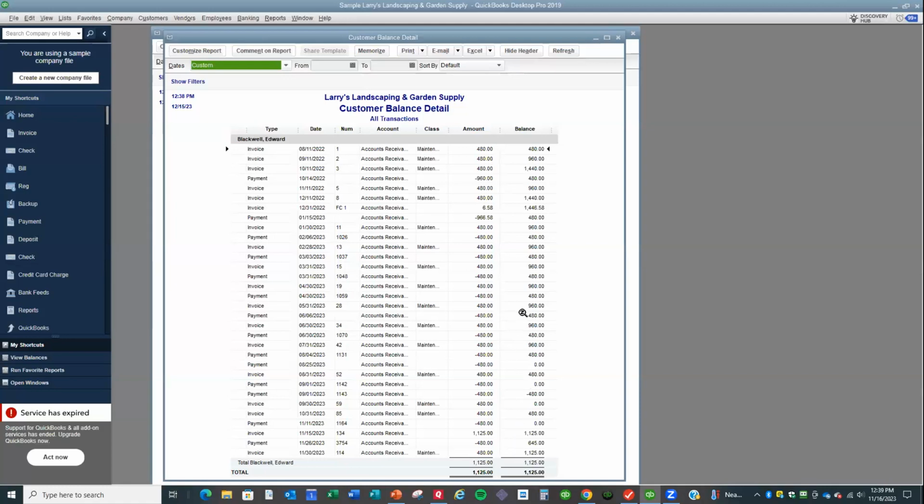You can see as of right here, November 11th, he had a running balance of 0, so it means he was clean up to that point. And then I had an $1,125 invoice, a $480 payment, and then another $480 payment.